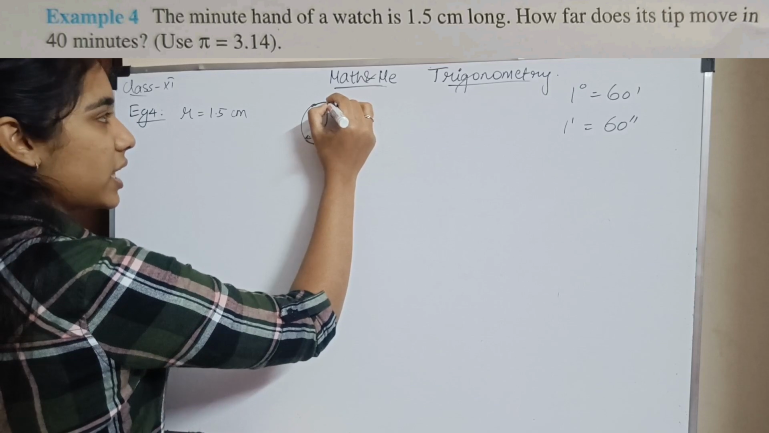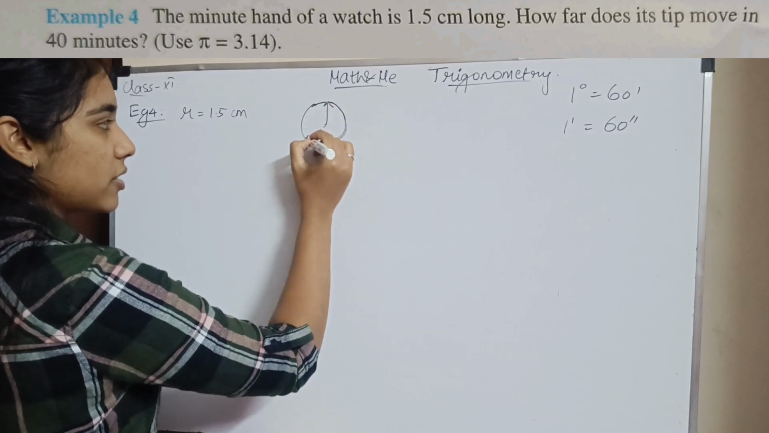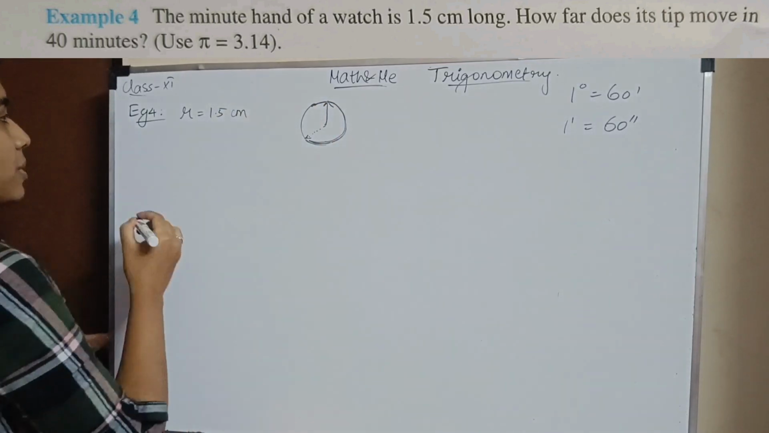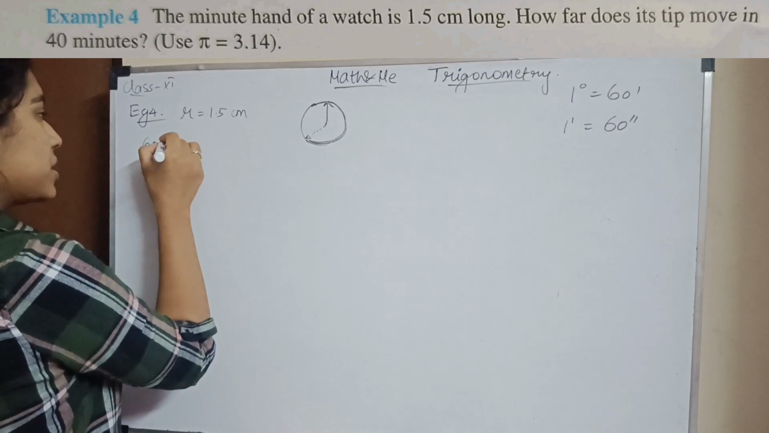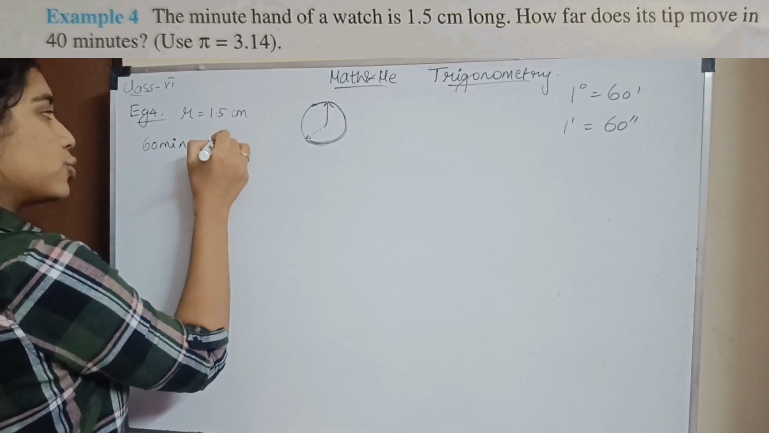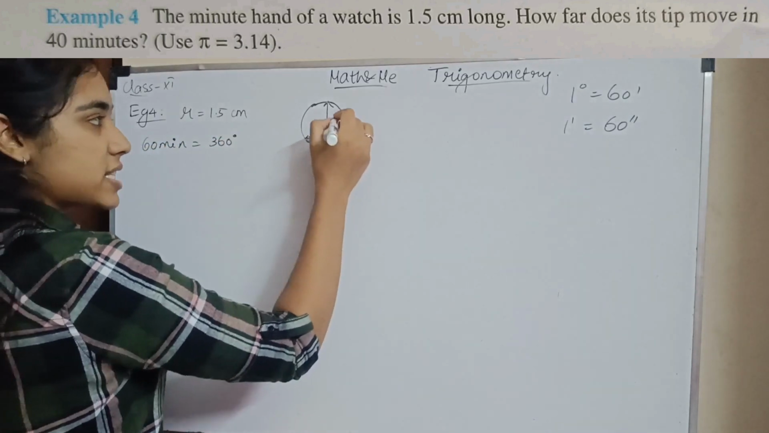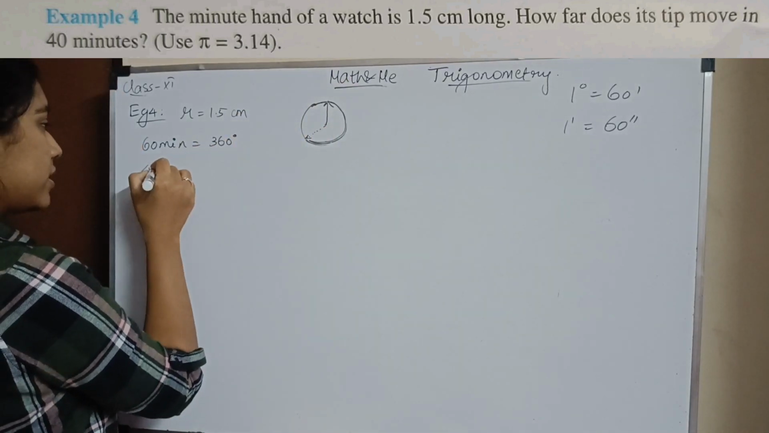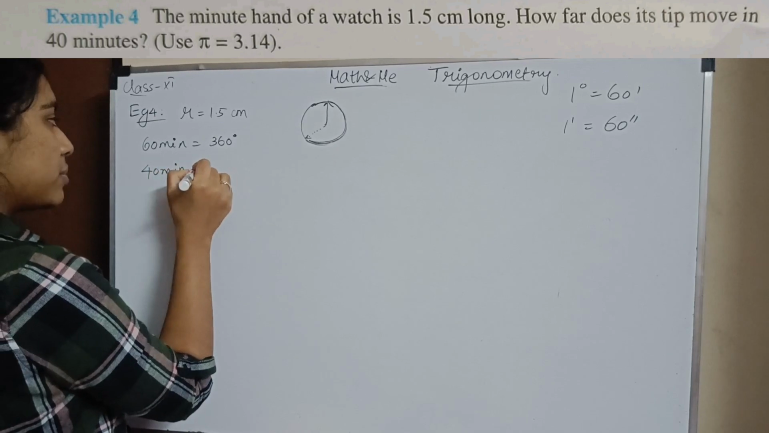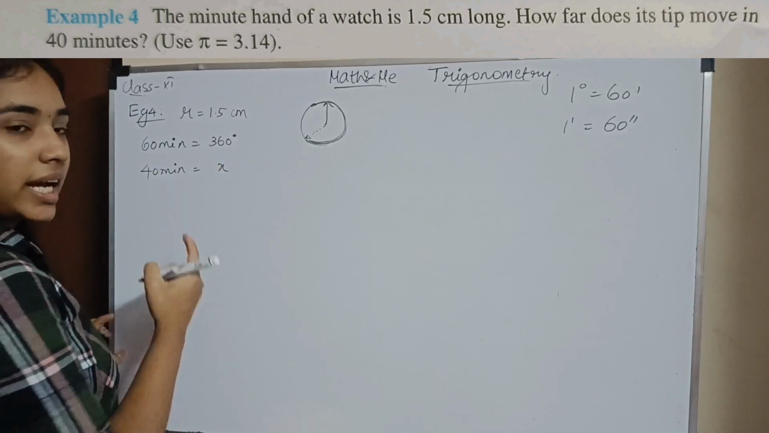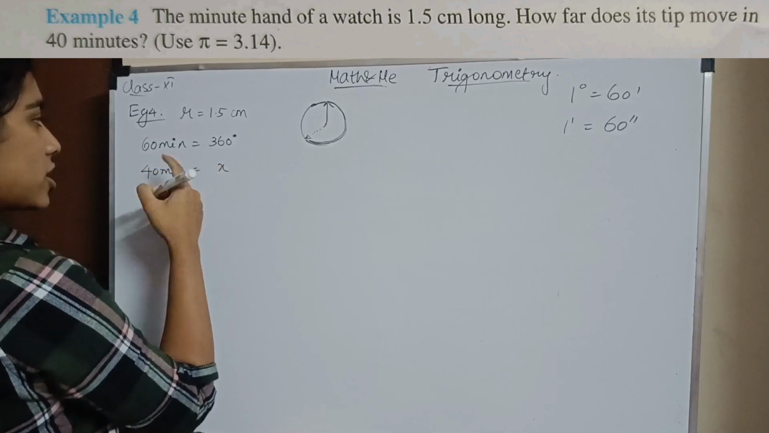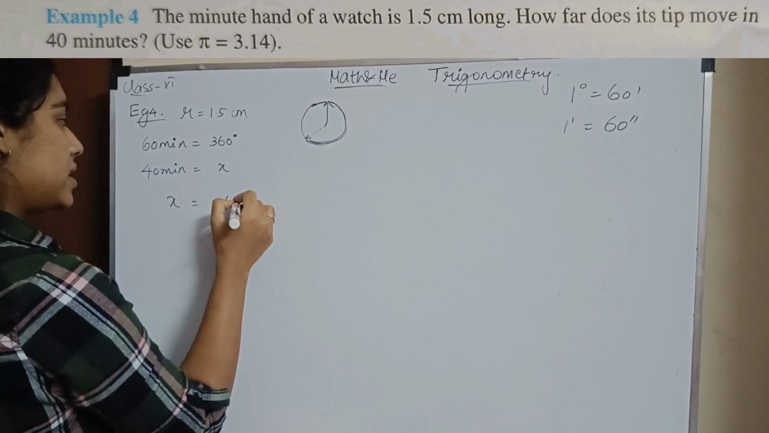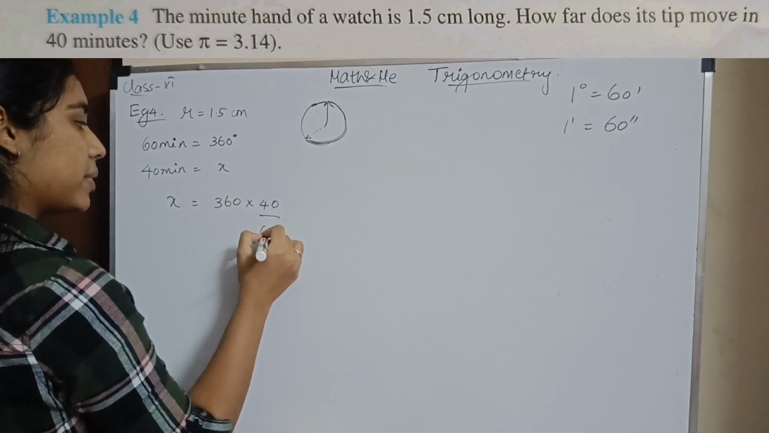So what is being asked? What will be this length if it moves 40 minutes? Basically, for 60 minutes it makes one revolution, which is 360 degrees. If it goes full in 60 minutes, it is 360 degrees. It travels for 40 minutes, so what will be my degree? I have to find that out. So x equals, cross multiplying, 360 times 40 divided by 60.